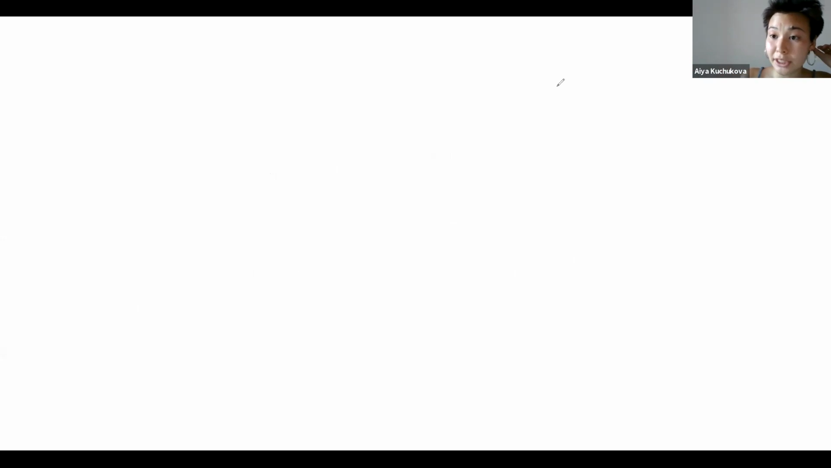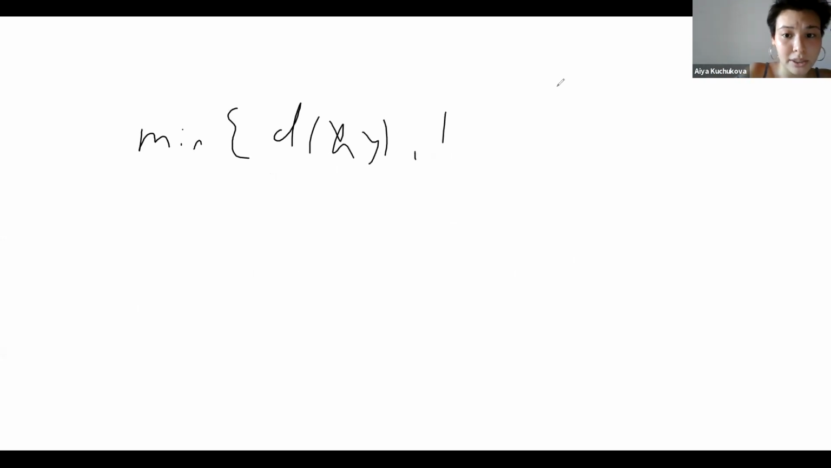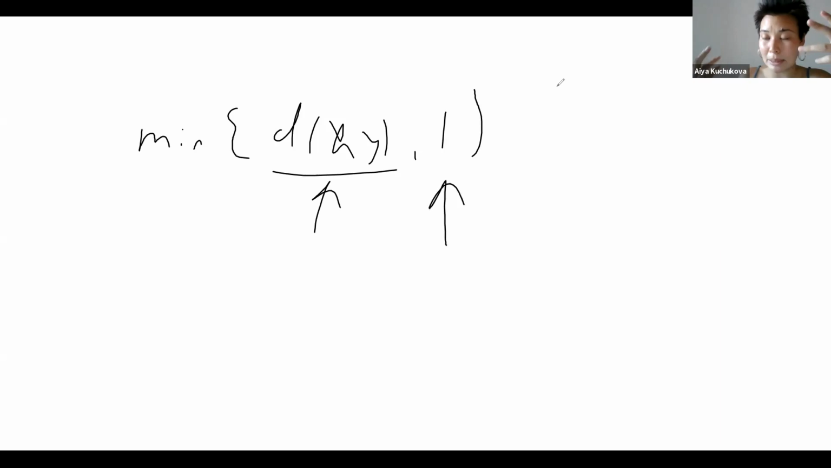Why is this a metric? Well, let's recall the three properties of a metric. First, it has to be non-negative. Is it non-negative? Yes, because if you recall, it's a minimum of dxy and 1. This is a metric, so it's always non-negative. The minimum should be non-negative. It's always non-negative.